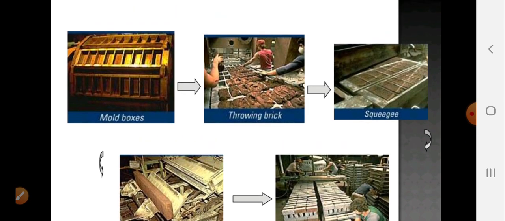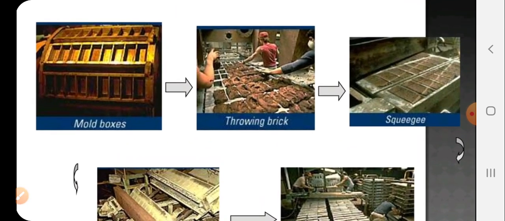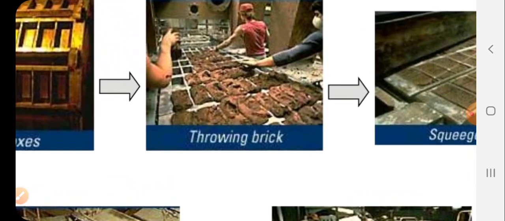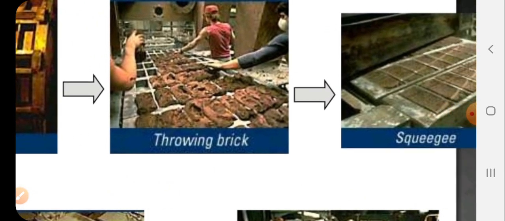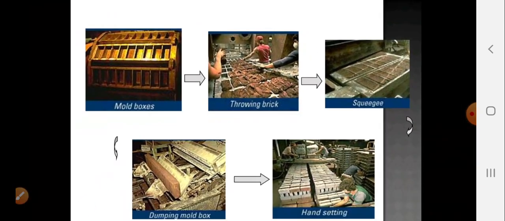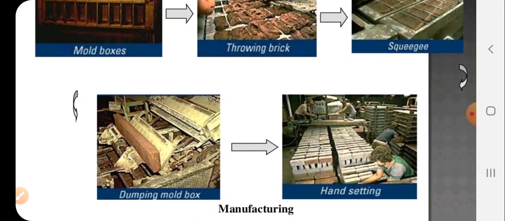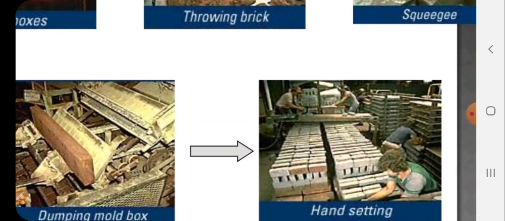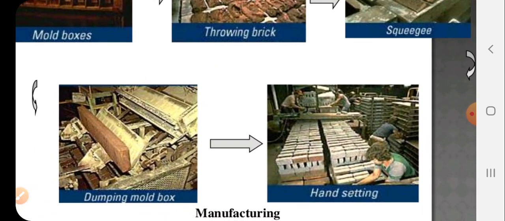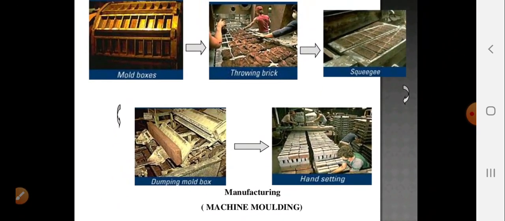Next is machine molding, pictures for machine molding. We can see steel wire type shapes, molds are provided. And then setting is done with hands. Compared to hand molding, a large number of bricks can be molded at a time using machine molding.